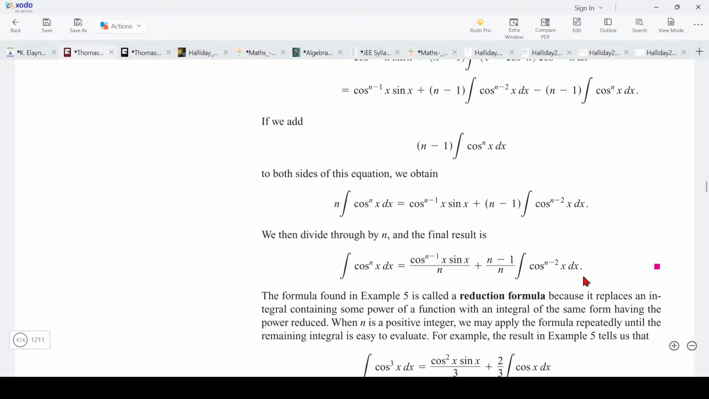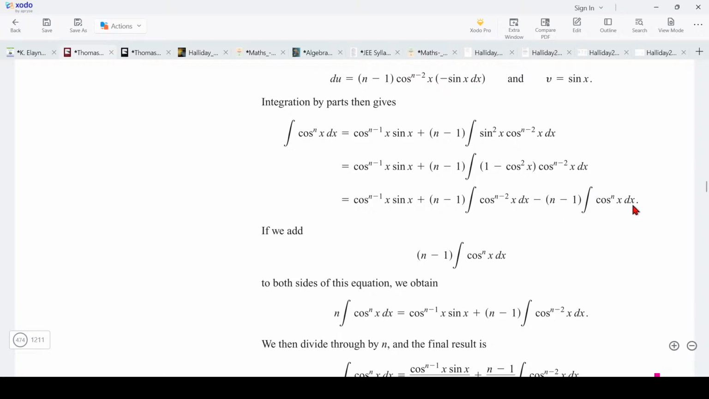Sir, why do we add n minus 1 integration cos raised to n dx? No, forget about adding. We are just taking this to the other side. Instead of that, he is saying that we are adding this on both sides. Okay, sir. So this one is also cos power n, this is also cos power n, right? That's why. Yeah.